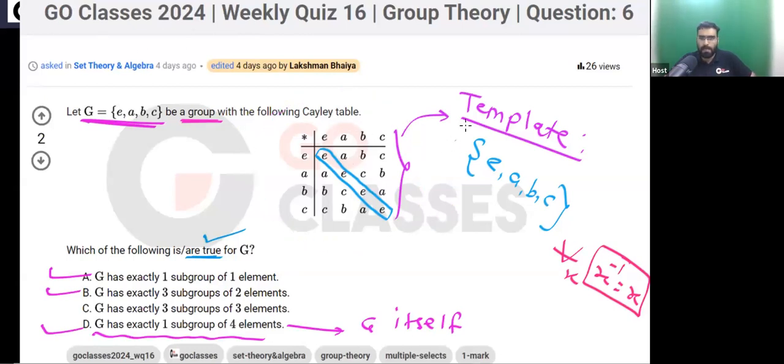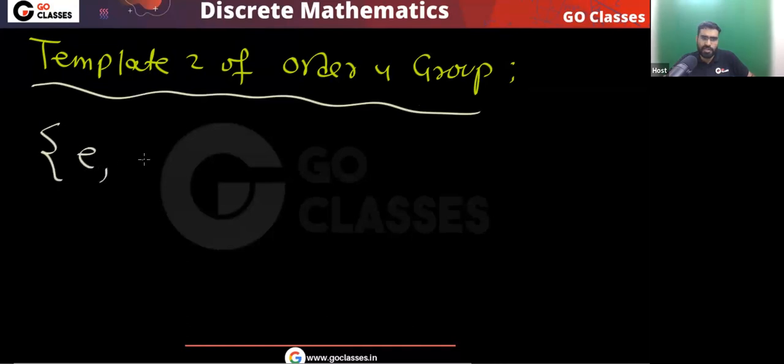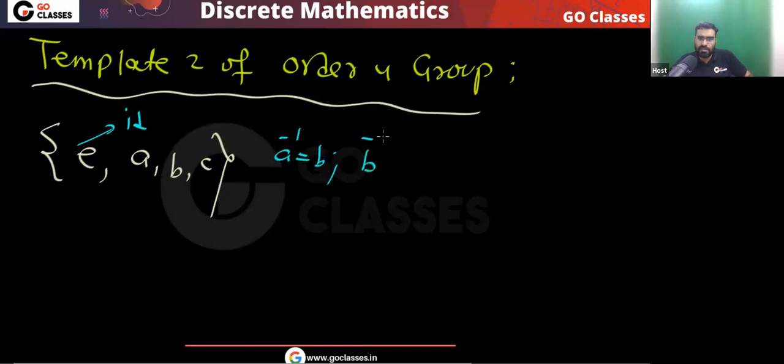Order 4 group. So here, this is the template. In the other order 4 group template, what will happen? What is template 2 of order 4 group? This is template 2: there is an identity element, 2 elements are inverse of each other, and 1 element is inverse of itself.